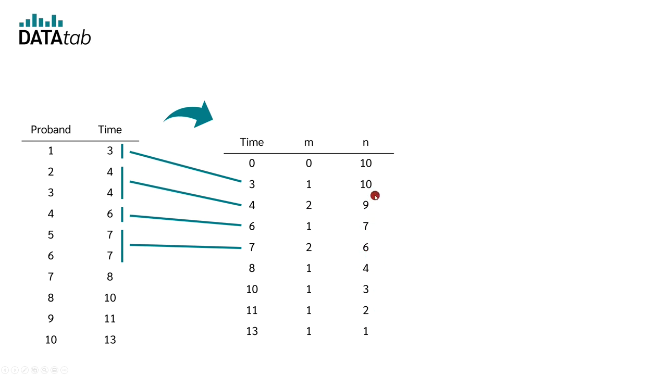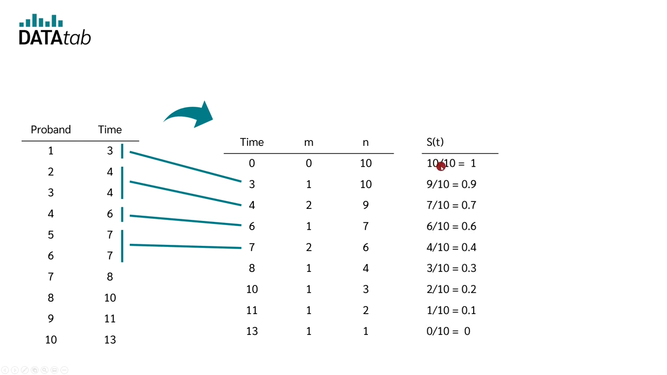From the column n, we can now calculate the survival rates. For this, we simply divide the value n by the total number, in this case 10. Thus, we get 10 by 10, which is equal to 1, 9 by 10, which is equal to 0.9, 7 by 10 is equal to 0.7. We now do the same for all others.